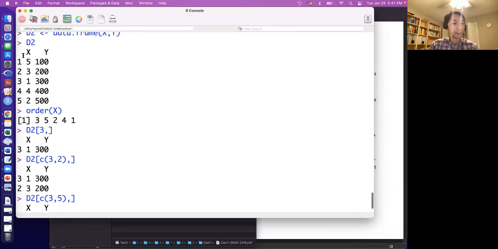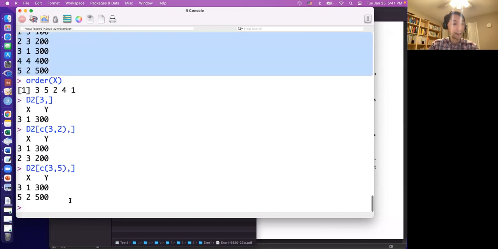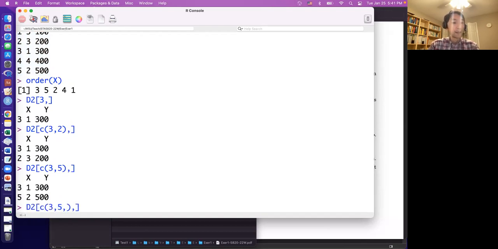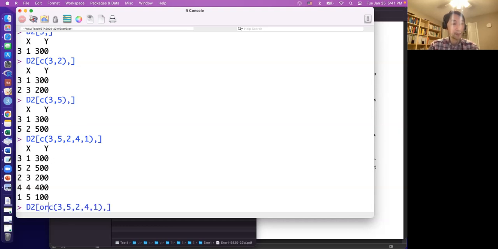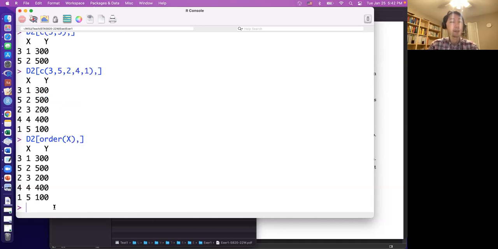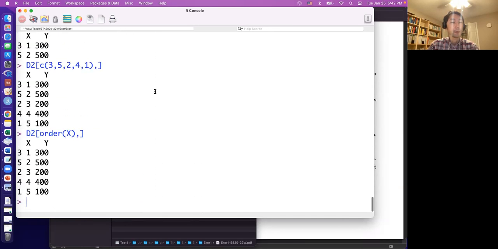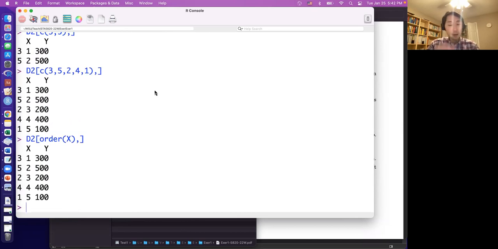And if we want to put this in increasing order of x, then you can just put c(3,5,2,4,1). So we use this one. Then we can have D2 with the third row first, the fifth row second, the second row third, and so on. Then we can get this. But if you want to do this at once, then you can do order of x inside. Then we can see this. So this is how the order function works.